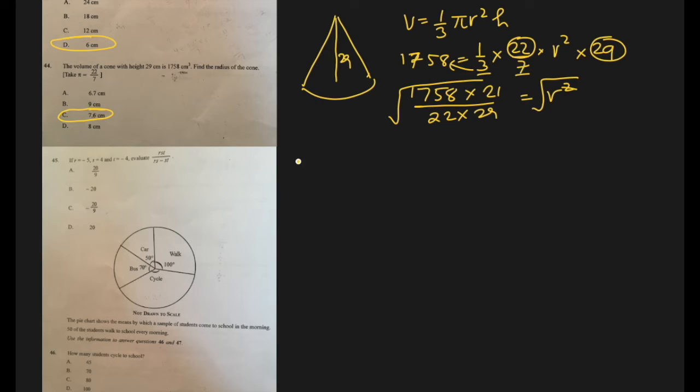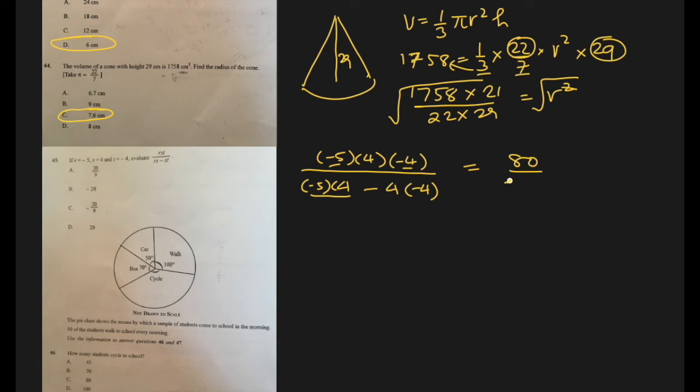So r is -5, s is 4, t is -4. Substituting, r is -5 again, s is 4 minus 4, and t is -4. This will be a positive number, right, because of these two negatives. 20 times 4, 80. This will be -20 and this will be +16. So 80 divided by -4, which will be -20.